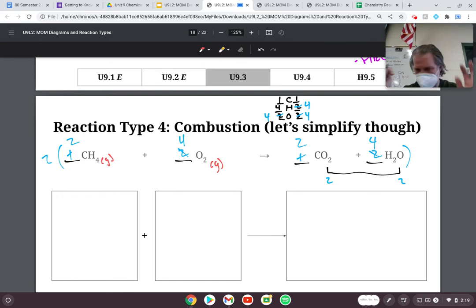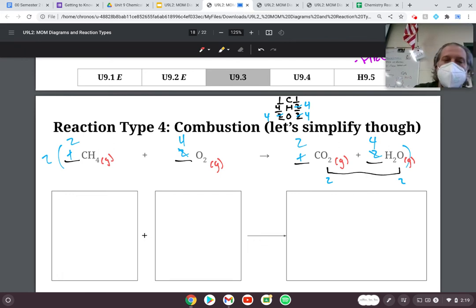Carbon dioxide, definitely a gas. Not an issue. Water, however, in this case, water forms as a liquid and then instantaneously turns into a gas. So we're going to treat it as a gas because it makes our lives easier.